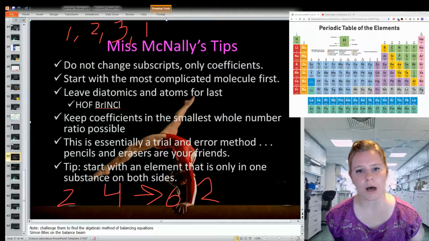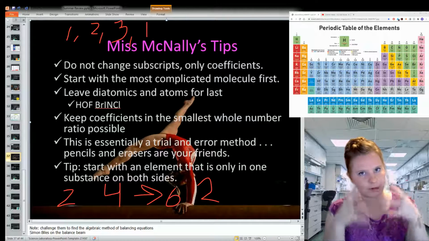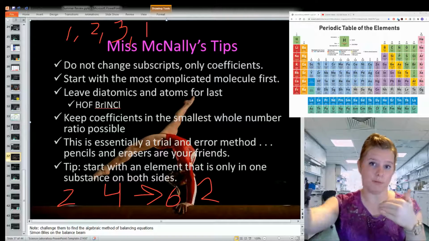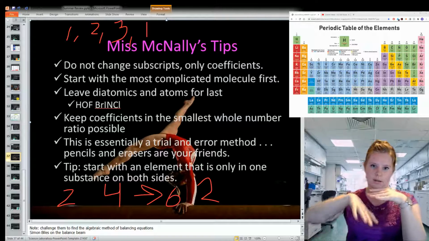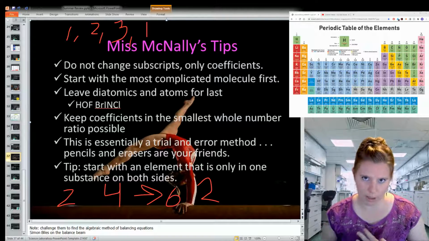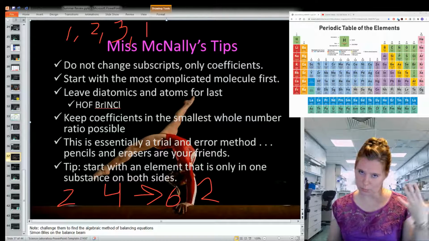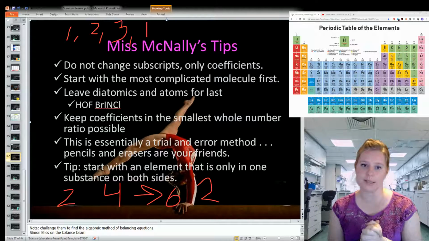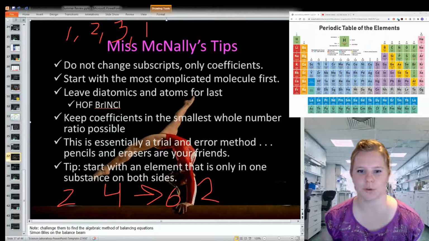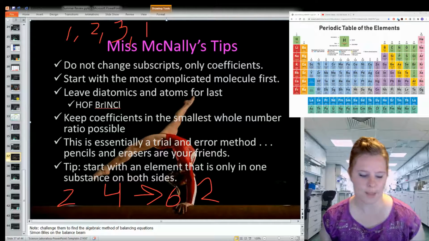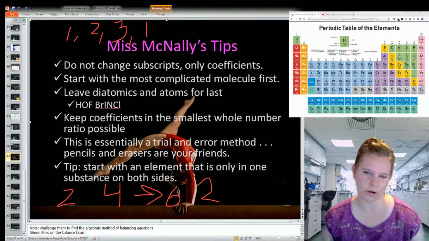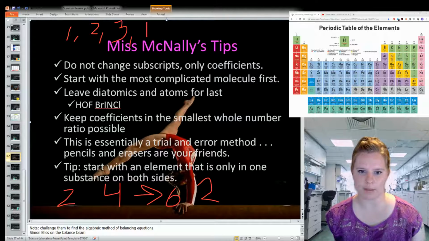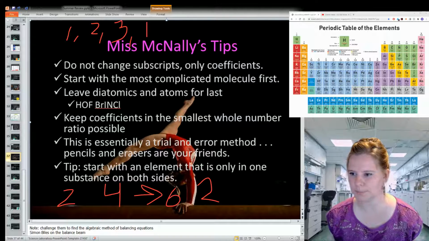But sometimes when you get really involved in balancing, you go above your number. And that's okay. If it balances 1, 2, 3, 1, it also balances 2, 4, 6, 2. Okay, they both mathematically balance. We just like to put it in the smallest whole number ratio. So do a quick check at the end. Make sure they're not, usually it's 2 or 3 that they're divisible by, and then you can just reduce it down. So that's a pretty easy fix. You just got to catch it.